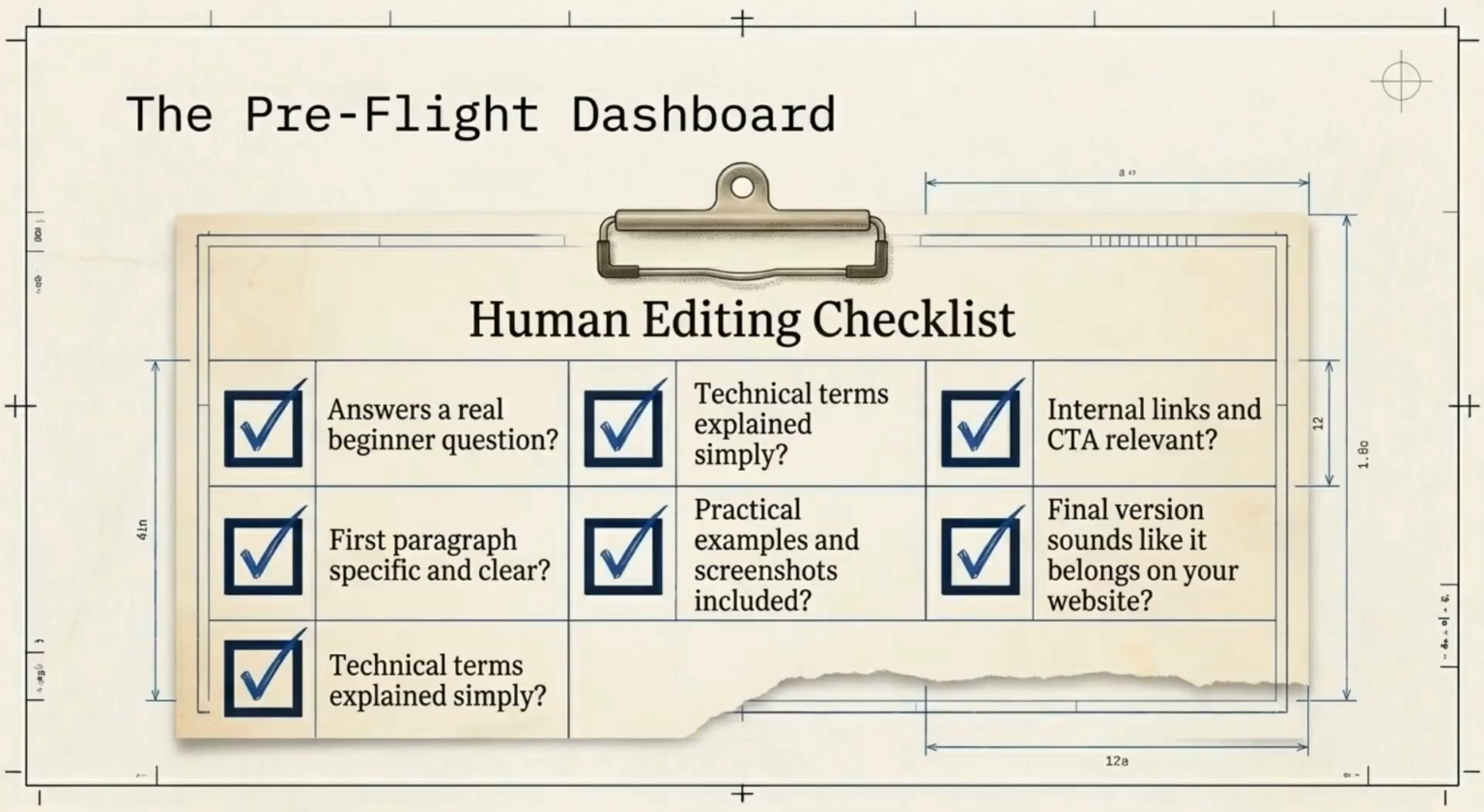The last step before publishing is the pre-flight dashboard. This is your final human editing checklist. Does the article answer a real question? Are technical terms explained simply? Are there practical examples? And does the final version truly sound like it belongs on your website?